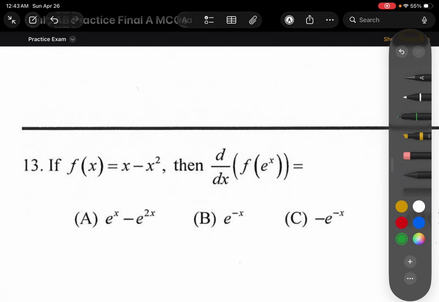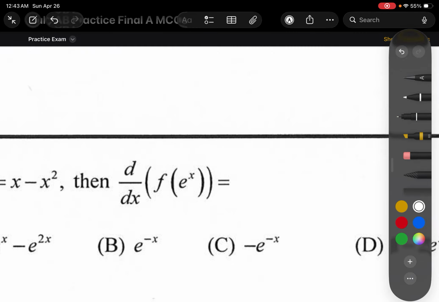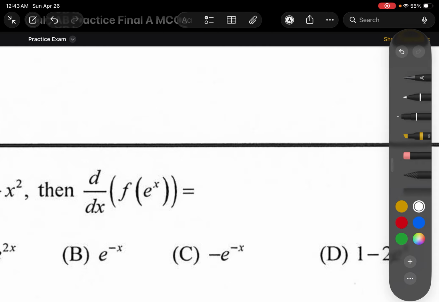And 13: if f of x is equal to x minus x squared, what is the derivative of f of e to the x? So basically, what is this question asking for? This is another chain rule problem. So this is going to be f, this is going to be g, and remember that the derivative of f of g of x is going to be f prime of g of x times g prime of x.